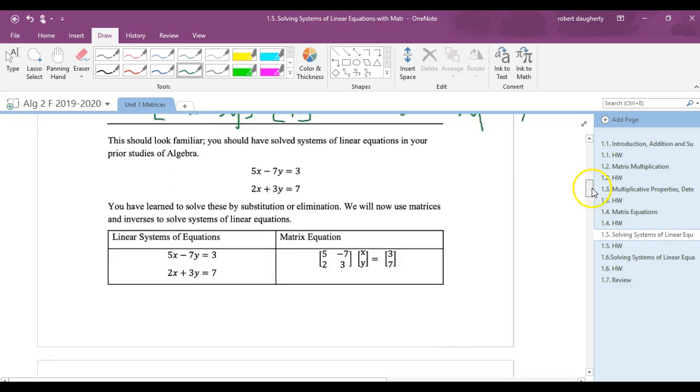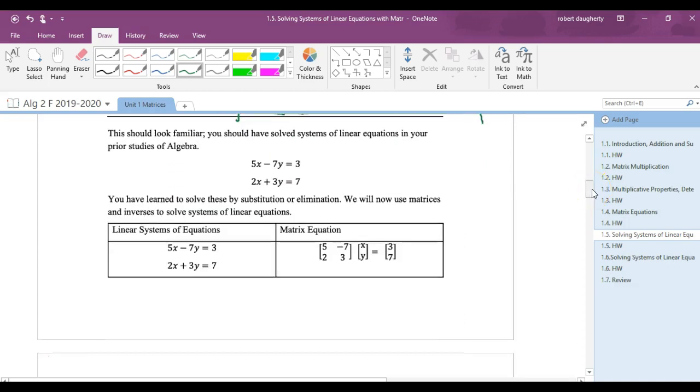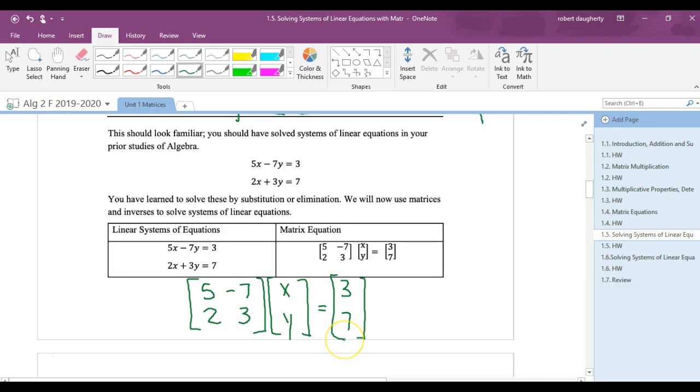So what we're really saying is, if you ever see something like this, 5x minus 7y equals 3, 2x plus 3y equals 7, you can just write that as a matrix equation. Okay, so let's write this as a matrix equation and solve it. All you have to do is pull all the coefficients. So 5, negative 7, 2, 3. And then you write your variables. My variables are x and y. And then what's the solution on the other side? 3 and 7. You can rewrite that system of equations as a matrix equation.